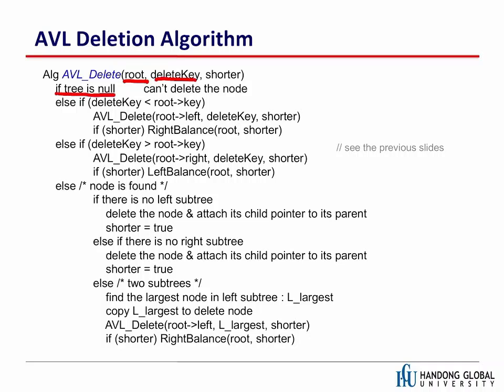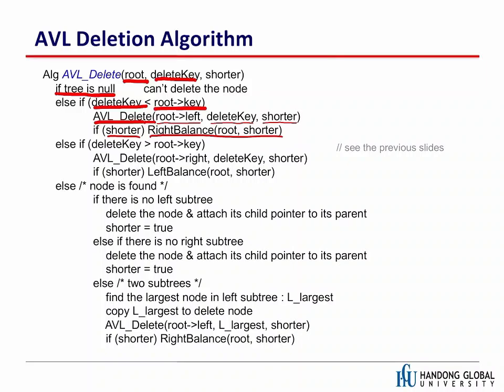then we have to rebalance. Good. So if tree is null, then we cannot do anything. Else if the deleted key is smaller than the root key, then we should go to the left subtree. So we call AVL delete, passing the left pointer and the same key and the same indicator. This shorter is actually corresponding to the unbalanced in the AVL insert functions. It's basically the same thing. And then after the AVL delete function, if shorter is true, then we have to call this right balance function.